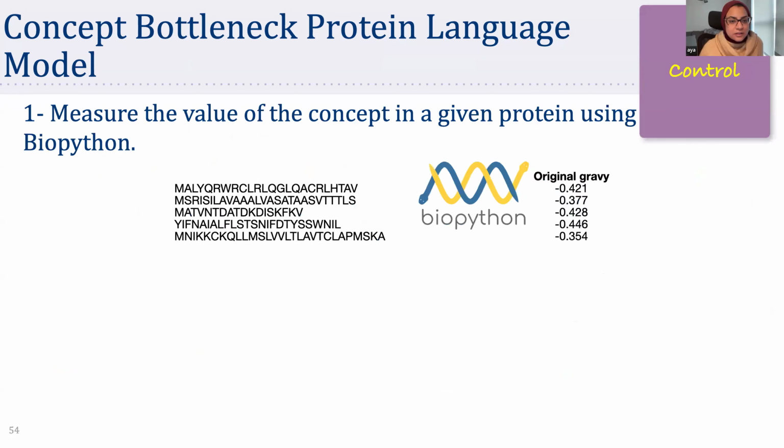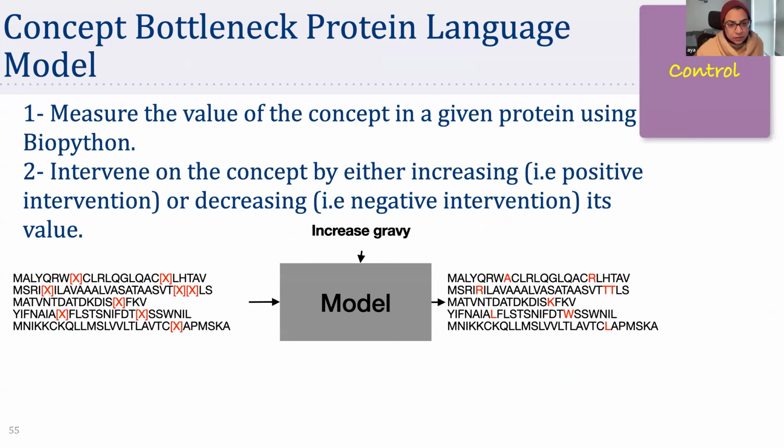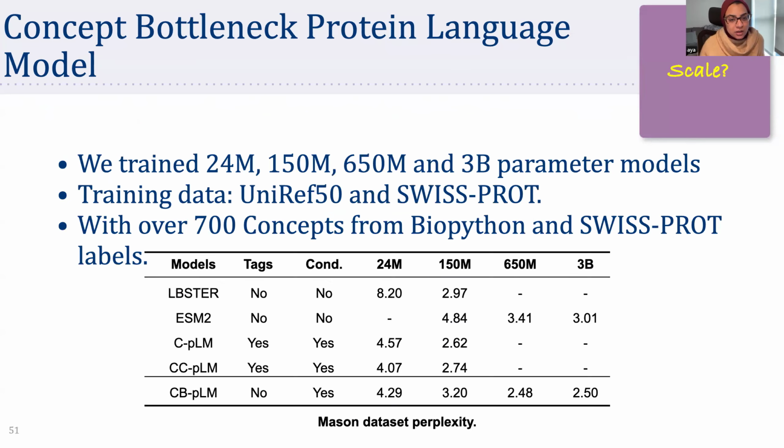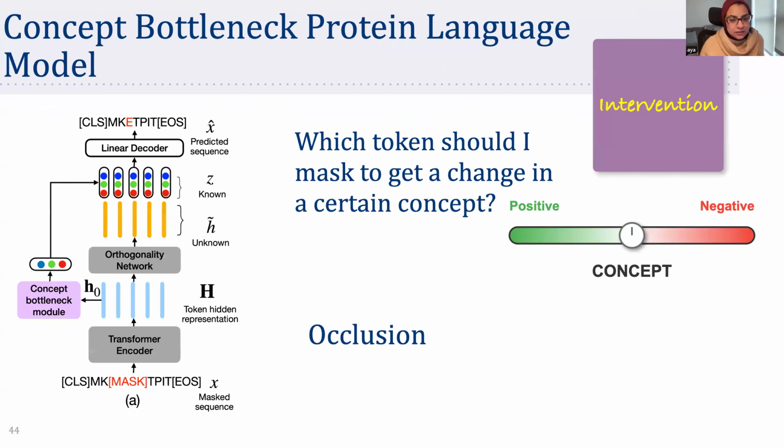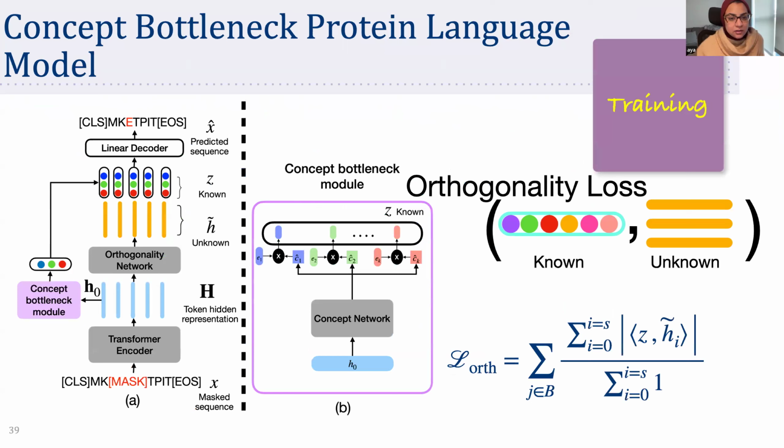No, so this is intervening. We take the sequence, we change the concept values like I described: you mask the tokens that are important and then you change the value in the concept bottleneck. So if we go back to this model here, you change the value here basically. You intervene in the model to change the values of the concept.